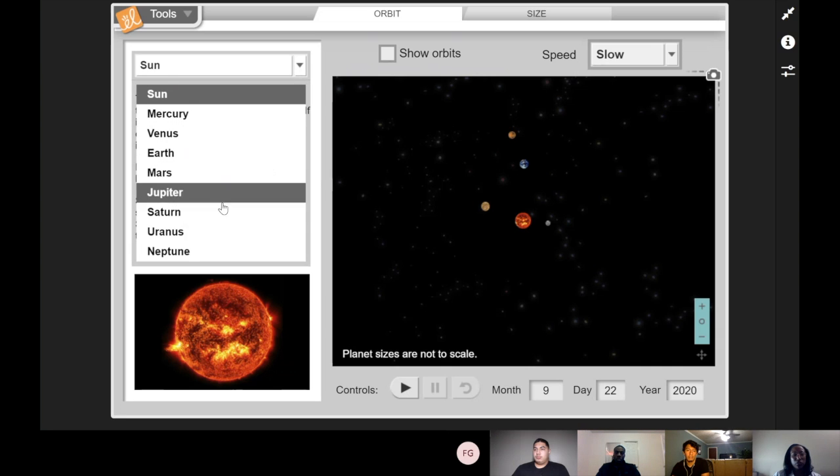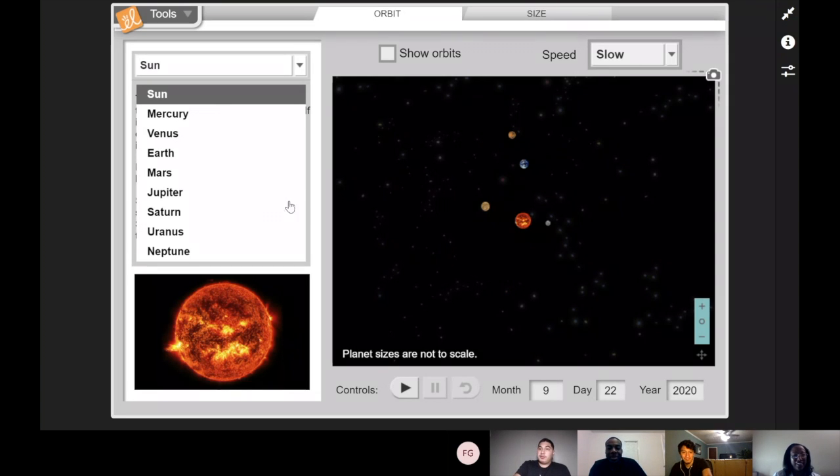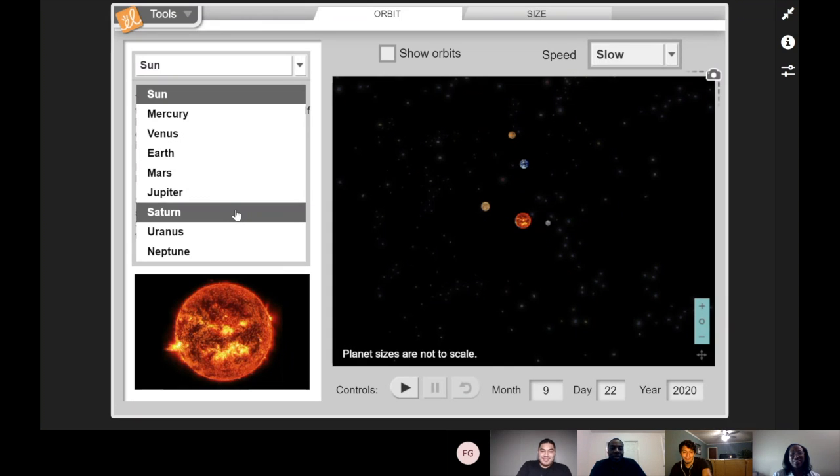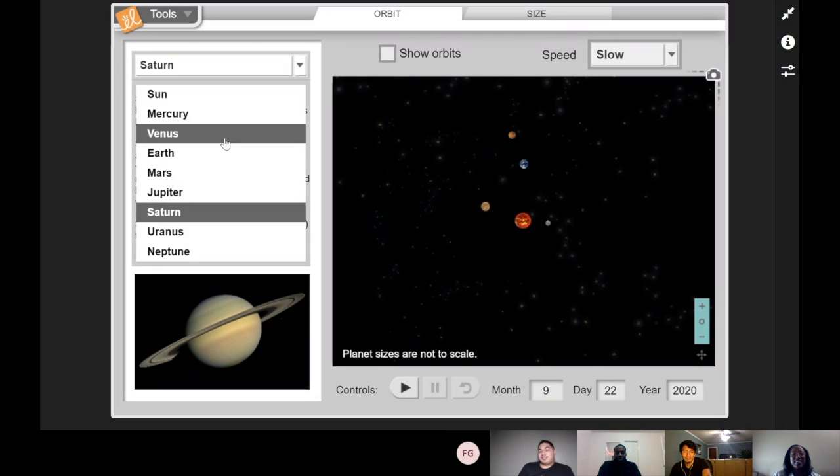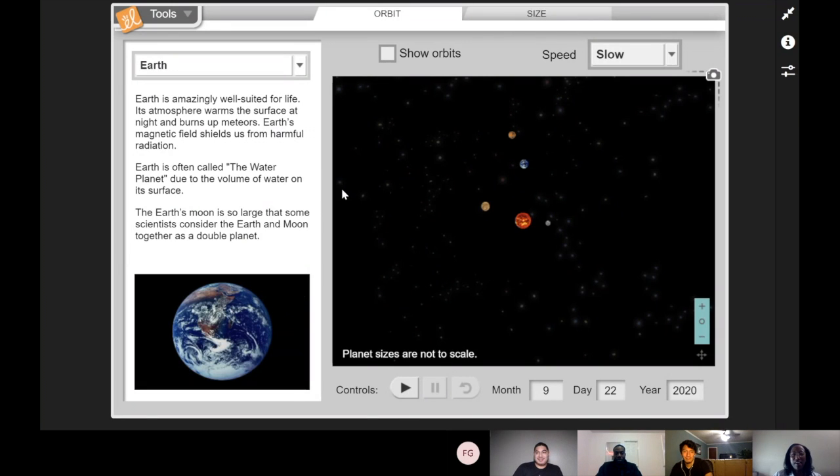Drop down box will show you all of the other planets as well. So you can pick your favorite. So can somebody tell me what's your favorite planet? Saturn. Earth. Saturn and Earth. All right, let's go for Earth first, of where we are in this gizmo, right? So Earth is here, and we can read all about Earth.